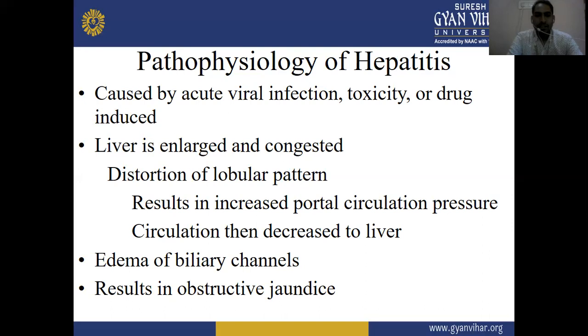The liver is enlarged after an acute viral infection, toxicity, or drug-induced injury. The liver is enlarged and congested, and disorientation of the lobular pattern results in increased portal circulation pressure. Circulation to the liver then decreases, and edema of the biliary channels results in obstructive jaundice.